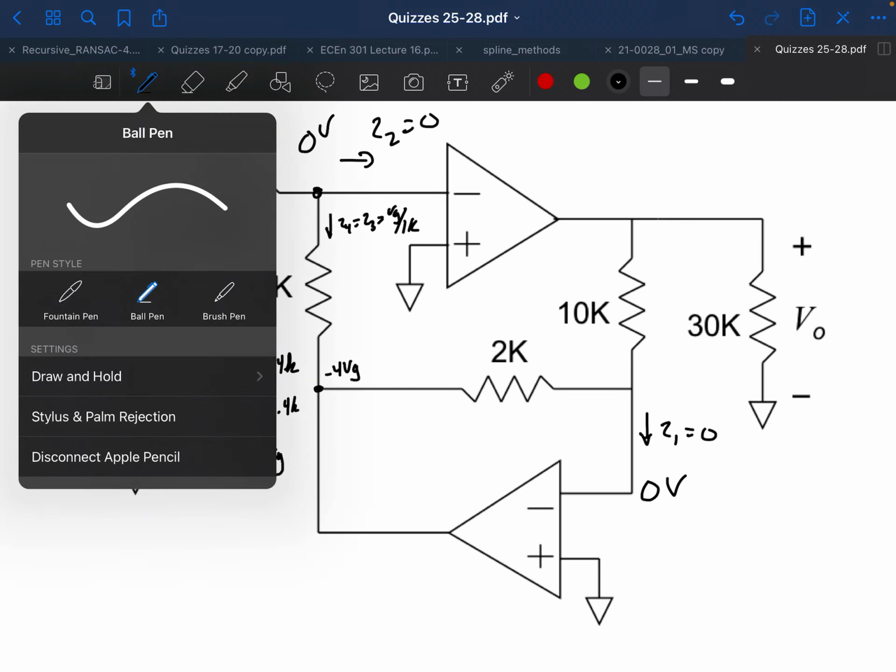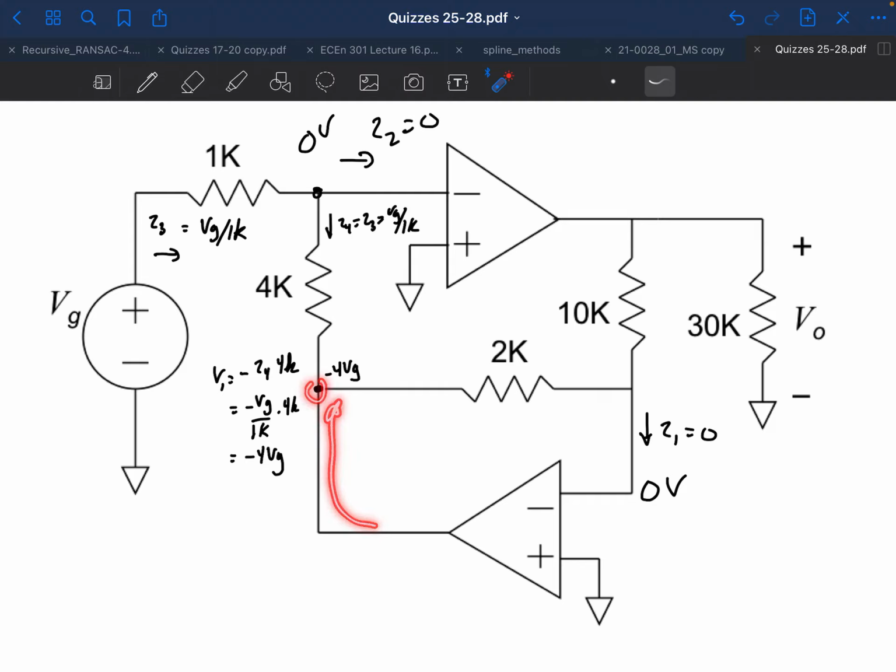Now, I can't sum the currents here because this guy may produce currents. But I do know the voltage. So the voltage is minus 4 VG, and I know the voltage here. So that means I know this current. This current is going to be this voltage minus that voltage divided by the resistance. Let's call it I5, the current in this direction. It's going to be minus 4 VG divided by 2K, which is minus 2 VG over 1K. All right, so that's the current, and since this current is 0, the current that flows this direction also has to be I5. Let's say this current here, I6, is equal to I5.